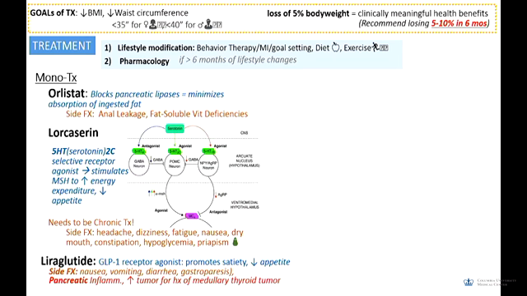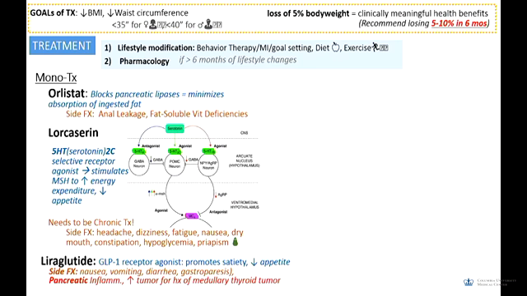Just as a point, in blue are the mechanisms, in orange are the side effects, and in red are the contraindications. So for orlistat, this works by blocking lipases to minimize absorption of fat in the GI tract. Of course, the side effects of this are anal leakage and flatulence, and it's also important to remind your patients to take fat-soluble vitamins in order to avoid those deficiencies.